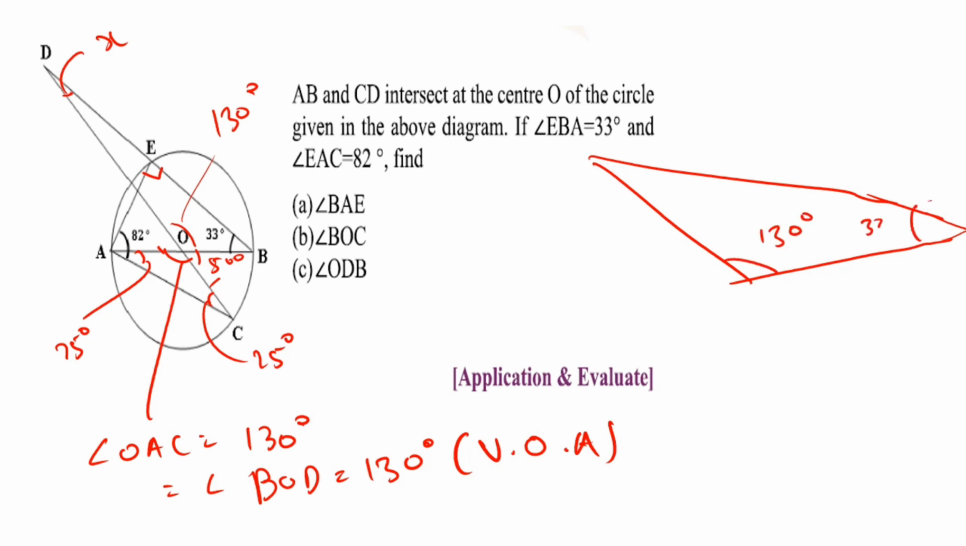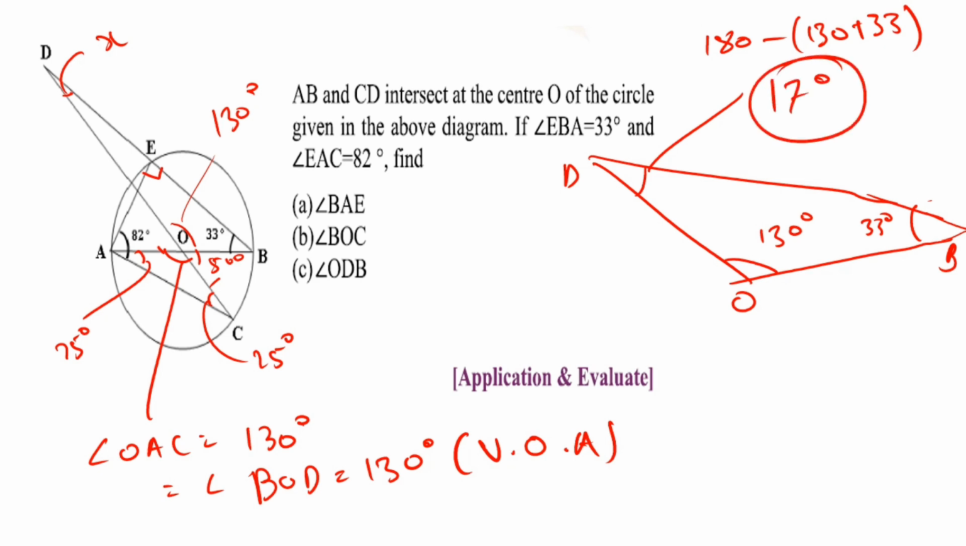Now if I expand this obtuse triangle, it's 130 degrees, and let's say 33 degrees, angle TOB. The sum of all angles in a triangle is 180 degrees. So how much? 180 minus (130 plus 33). So we will get the answer as 17 degrees, the final answer. I hope you understood it. Thank you.